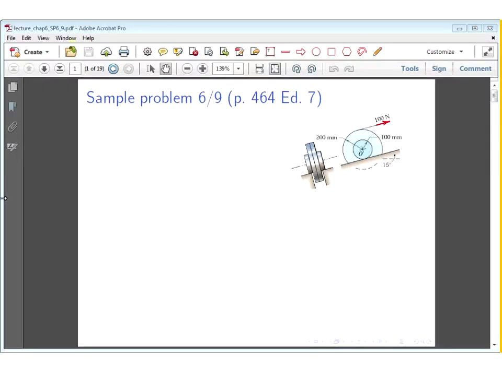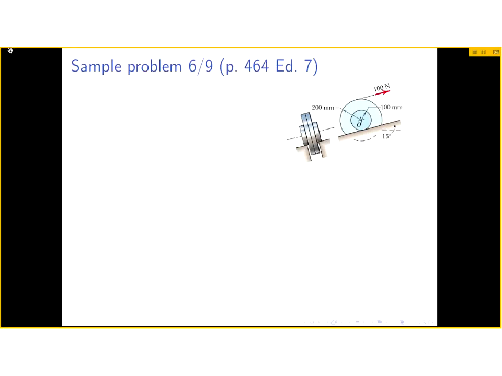I'd like to welcome you to this recording in which we're going to discuss sample problem 6.9. This appears on page 464 of edition 7 of Meriam and Kraige. Now let's just read through the problem statement.